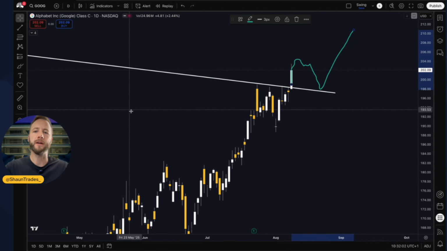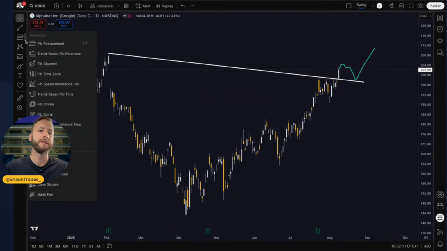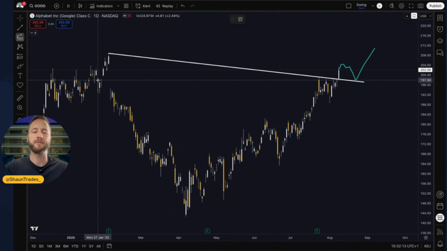Target wise, this is trickier because it'll be all-time highs. What I tend to do with all-time highs is basically draw a trend-based fib extension. Now, I do have a video based on how to draw these. It'll be up on the top left-hand corner now. I'll also link it down in the description so you can take a look.